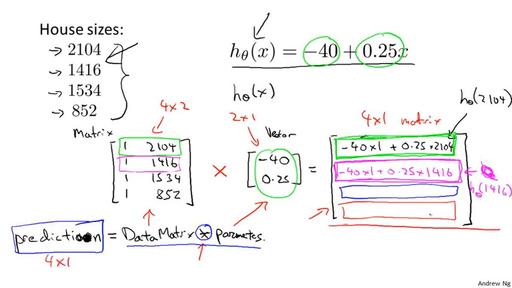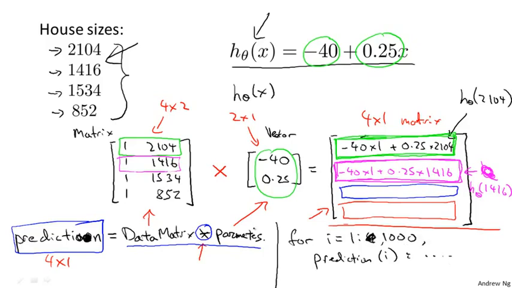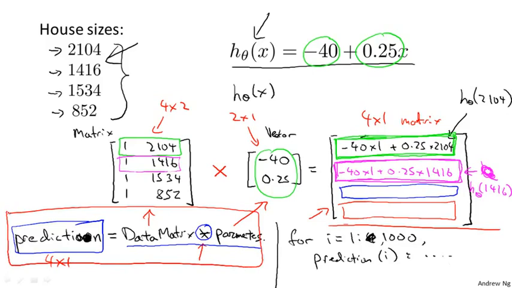And the alternative to doing this as a matrix vector multiplication would be to write something like, for i equals 1 to 4. And if you have, say, 1,000 houses, it'd be for i equals 1 to 1,000 or whatever. But then you have to write a prediction of i equals, and then do a bunch more work over there. And when you have a large number of houses, if you were trying to predict the prices of not just 4, but maybe 1,000 houses, then when you implement this in a computer, in any of various languages, this is not true only for Octave, but for C++, Java, Python, other languages as well.